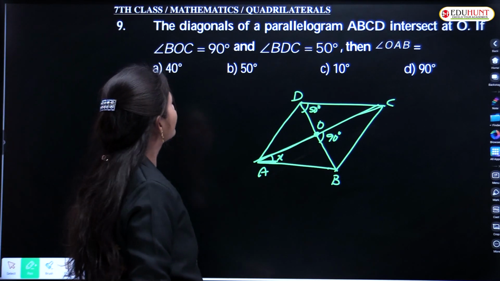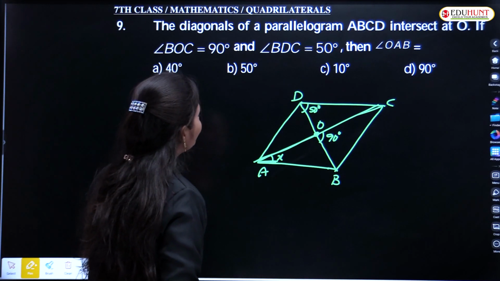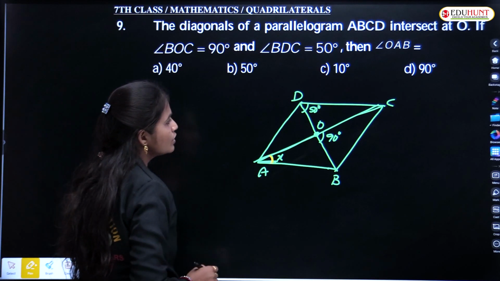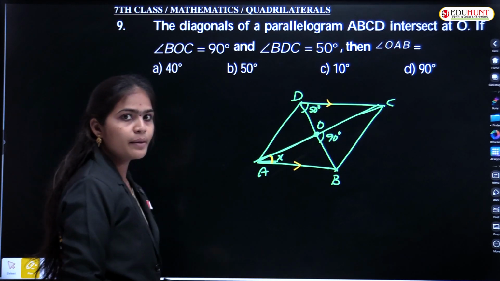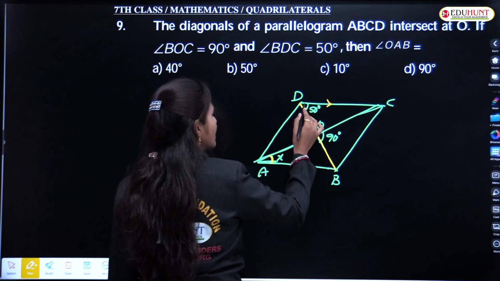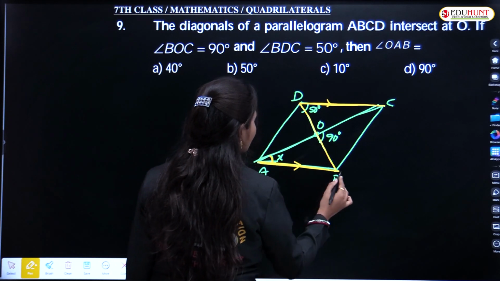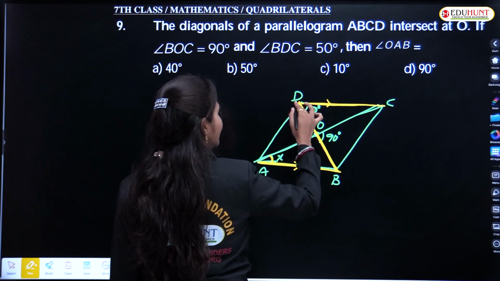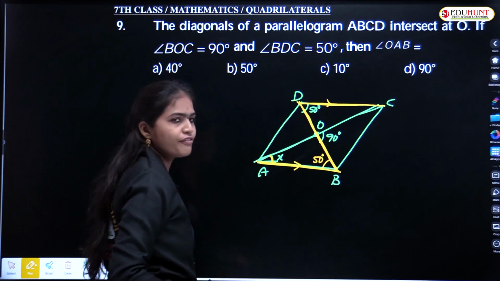So children, see here the question is, angle BDC is equal to 50 degrees, then angle OAB, here the angle we need to find, no? So observe the diagram carefully. Here AB is parallel to DC. AB is parallel to DC. Just consider that BD is a transversal. So observe this diagram here. Okay. So DC is parallel to AB and here BD is a transversal. So here angle CDB is equal to angle DBA. So that's why here the angle is equal to 50 degrees.